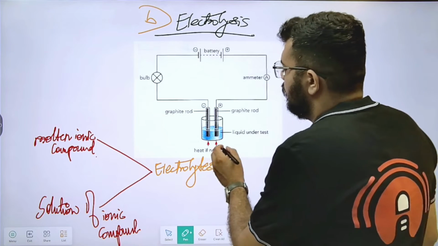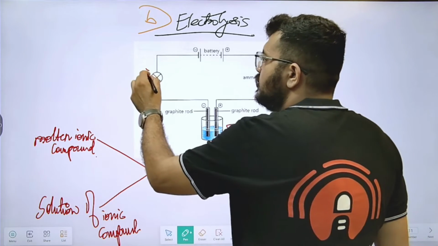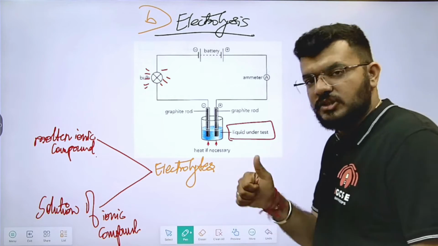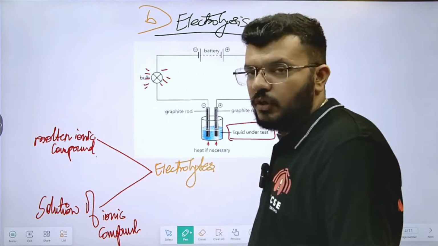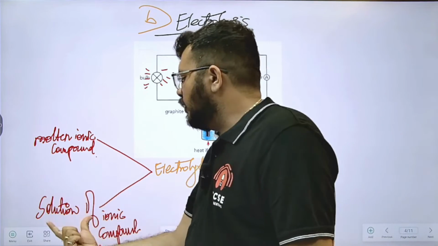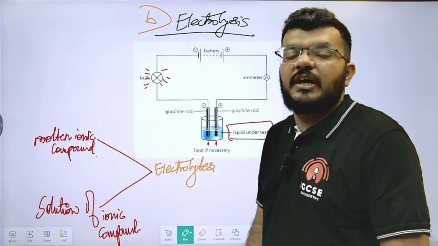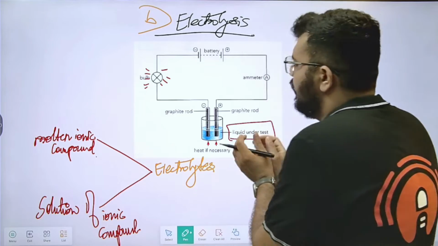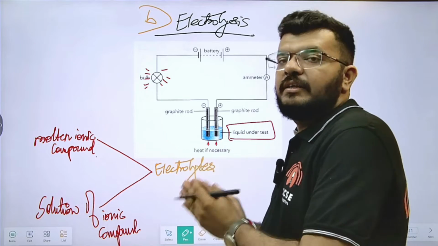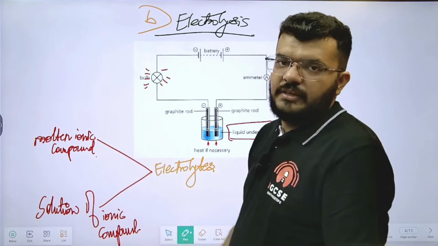So if this liquid under test does conduct electricity, this bulb here will start glowing. If this liquid under test does not conduct electricity, this bulb will not glow. This glows only if it is a molten ionic compound or a solution of ionic compound, because only these two have charge carriers, right? Pure water is polar, but it does not contain ions. Because it does not contain ions, there are no charge carriers, right?